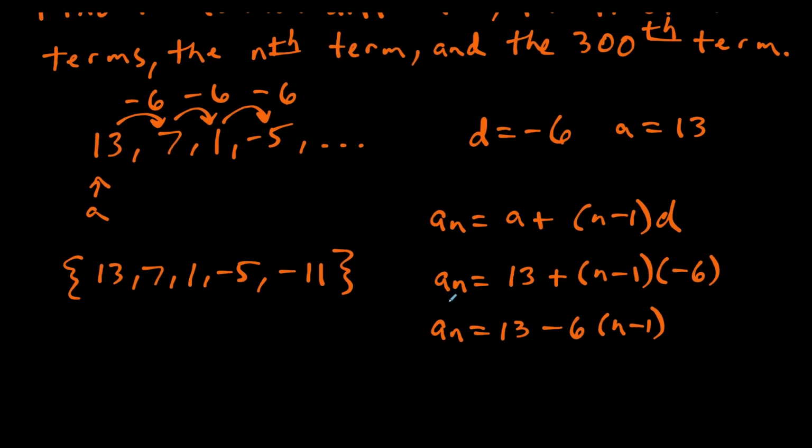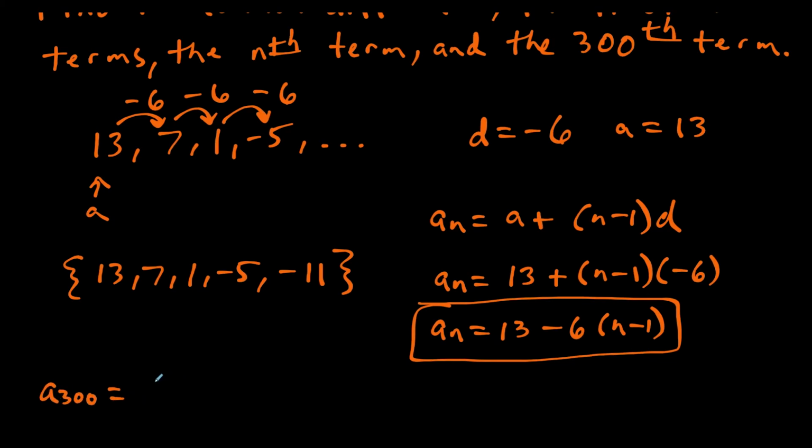So I'm going to use this formula that we just made here to find our 300th term. So a sub 300 is just going to be equal to 13 minus 6 times 300 minus 1, which is 299. Okay, so this here we could just punch into a calculator, and this is going to work out to minus 1781. So this is going to be our 300th term.